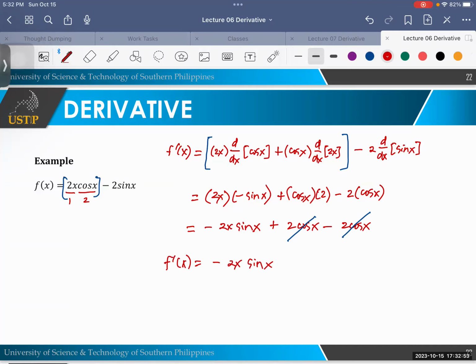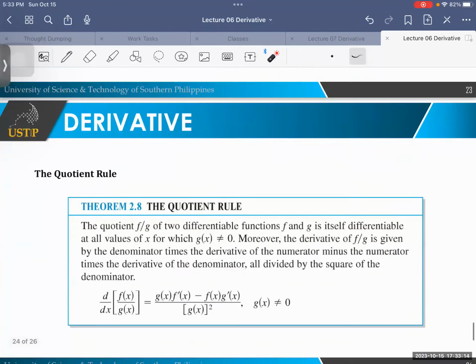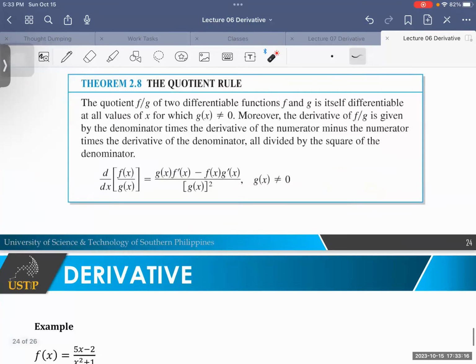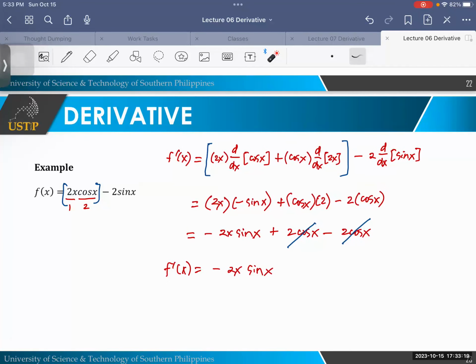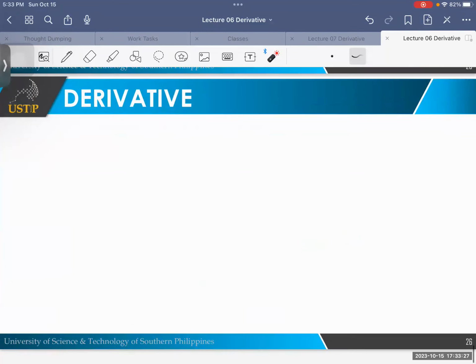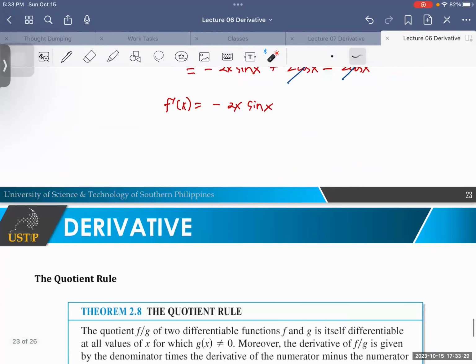Okay, class, whatever function is given to you, just use and familiarize the rules I discussed, and solve as many problems as you can. You can search the internet if you want to practice, where answers are provided so you can compare if your answer is correct or not. And in the next video, I'll discuss the quotient rule and the chain rule. The chain rule is a combination of many functions within a function. So that's it for the introduction to derivatives, and I'll see you on the next video. Goodbye.